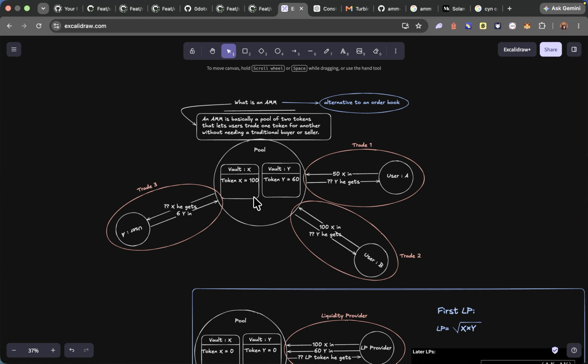So giving you a brief introduction about what exactly is an AMM, or why do we need them? So AMM, you can consider AMM as an alternative to an order book. AMM basically stands for automated market makers. So why do we exactly need an AMM?